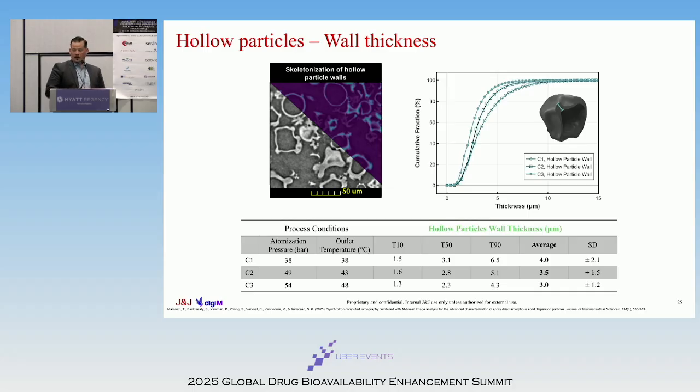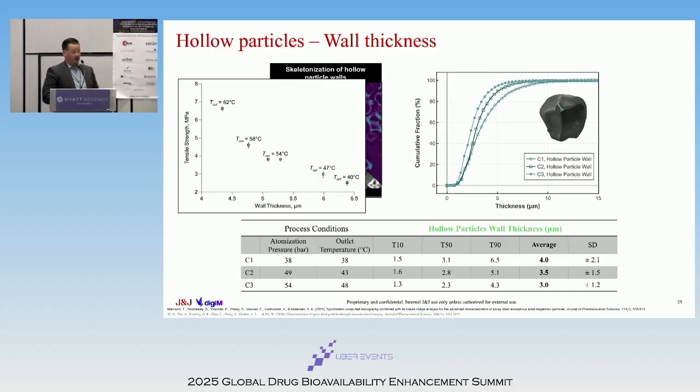So we can create distributions of the whole lot, but then on a per particle basis, we can do a T10, T50, T90, or an average thickness, as well as the standard deviation. This is one thing that's basically inaccessible by any other technique, and this is actually from another case study.